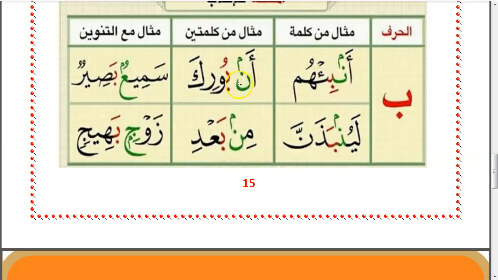Here is another one. Ba appearing after Nun Sakina. Because of Ba appearing after Nun Sakina, you turn your Nun Sakina to Mim and read it with adequate Gunna. Now we are going to read this as Amburik. Not Anburik. That is wrong.